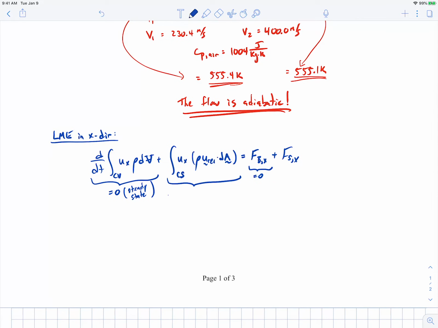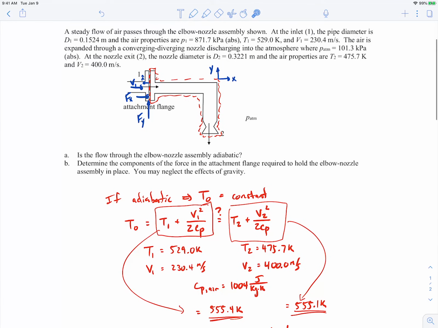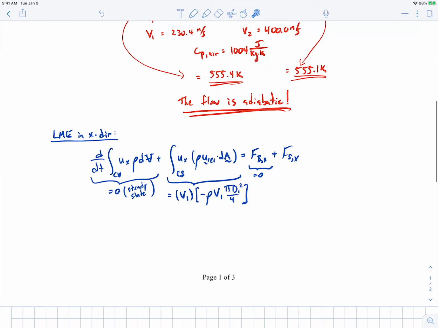So let me write this out. So we're going to have v1 in the positive x direction. And then here we'll have a minus rho v1 pi d1 squared over 4. So that's the momentum flow rate at the inlet. Now let's look at the outlet. So the outlet is down here. Well, immediately we see that the velocity here is in the y direction. So this is v2, and it's purely in the y direction. So that part we're not going to have to worry about because the ux velocity is 0 there. So this is the only momentum flow rate term we have to worry about.